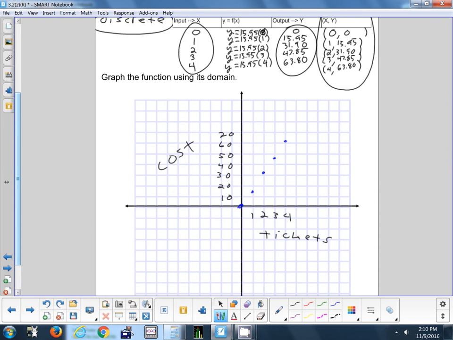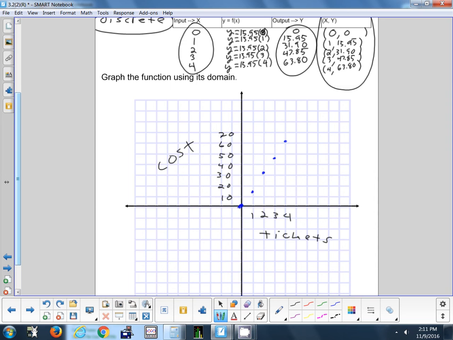Yeah. It's not perfect, but it's pretty close to a line. And that's it. Now, should I connect them? If I connect them, that means that I can buy in between 1 and 2 tickets. No, I can't buy 1.6 tickets. Anytime you graph something with a discrete domain, it should just be dots. Don't connect it. Think in your head, discrete equals dots. We're going to do one where you connect the dots too.